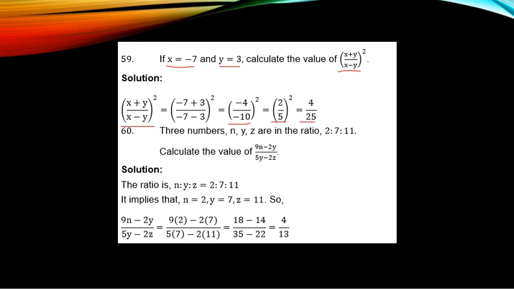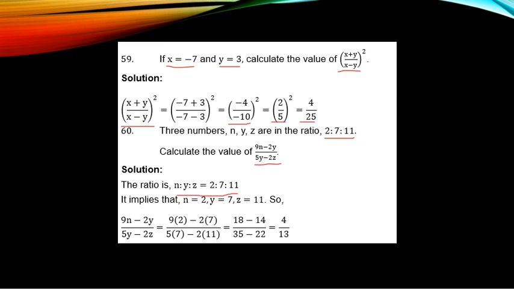All right? Example 60. Three numbers N, Y, Z are in the ratio 2 to 7 to 11. Calculate the value of 9N minus 2Y, all over 5Y minus 2Z. So the ratio N to Y to Z is equal to 2 to 7 to 11.